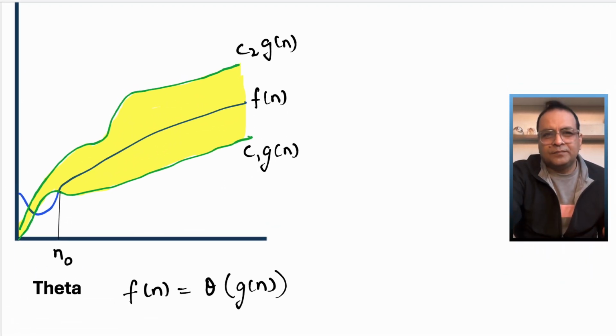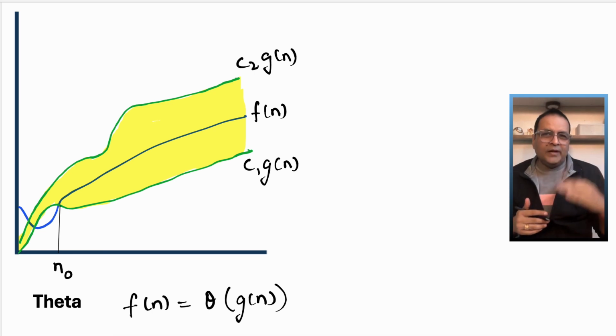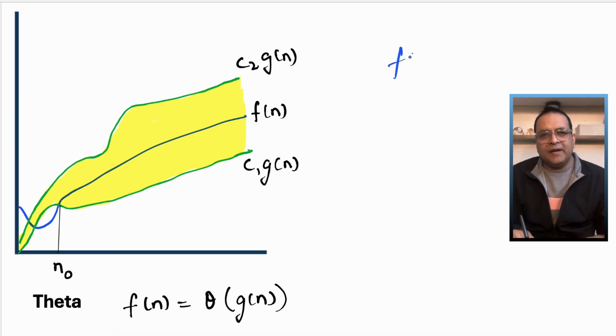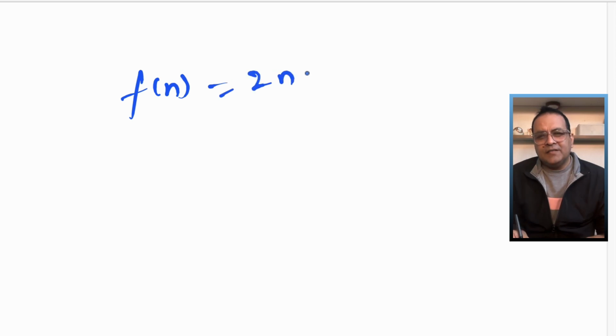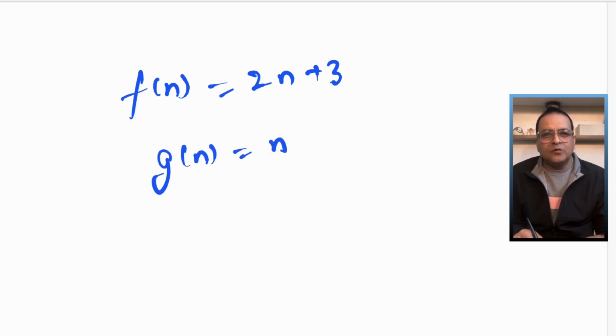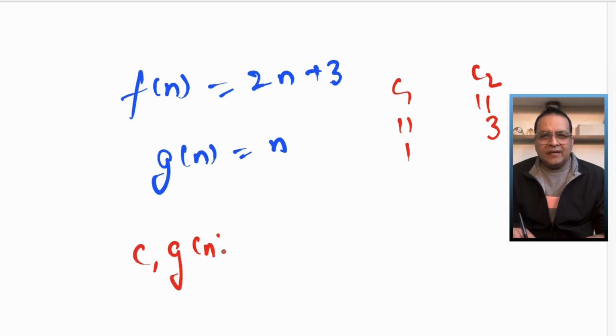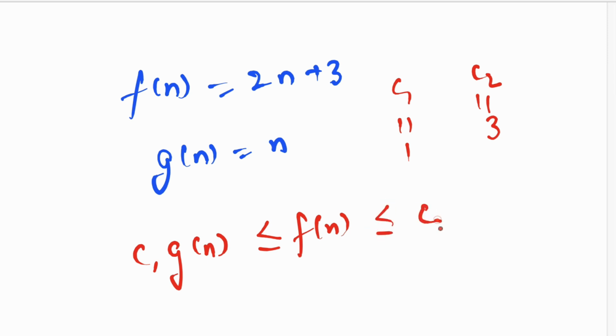Now let's come to theta. Theta provides both upper bound and lower bound. If you have a function f(n), let's say f(n) is 2n plus 3 and g(n) is n. So we can find two constants c1 and c2 such that, let's say c1 is 1 and c2 is 3. So c1 into g(n) will always be less than or equal to f(n), which will always be less than or equal to c2 into g(n) for all the values of n greater than or equal to n0.